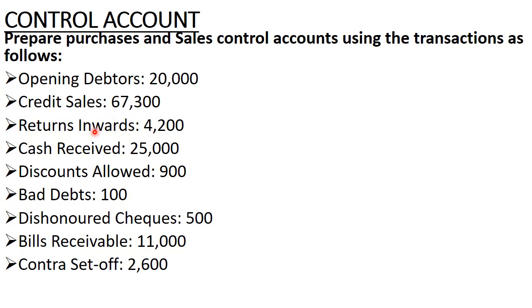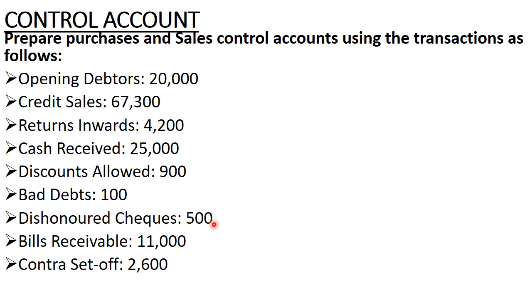Returns inwards, you have sold something, then they have returned, so it's sales, because you can't have returns inwards without selling, right? Cash received, it means you sold, then you have received cash. Discount allowed, you sold, then you allow them to get a discount, so sales control. Bad debts, these are people who don't want to pay you back your money, so it's also after a sale.